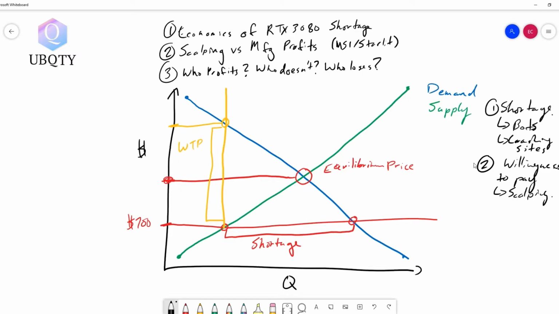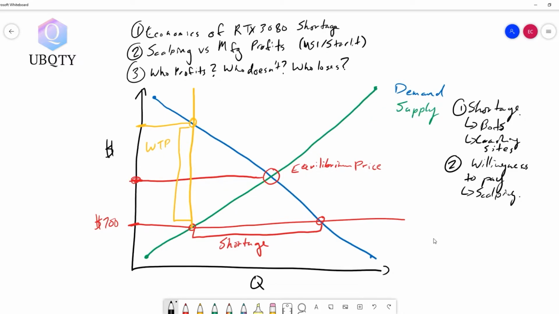So with the combination of these two dynamics, you've got third-party individuals who are going to use bots to buy up the supply. And then they also know that there are people who are willing to pay a lot more than the MSRP to get their hands on this card, and they're going to take advantage of that. That is the economics of the current RTX 3080 situation.